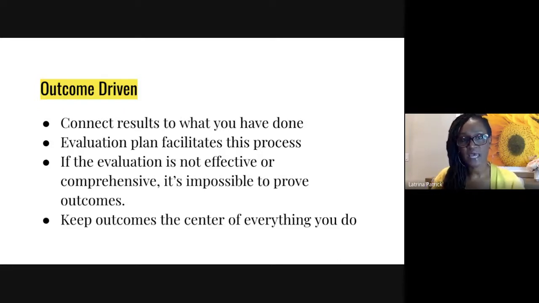The best way to do that is to do an evaluation plan that takes a look at what was happening at the beginning of your program, what you've done, and how you've measured that. And as a result of what you've done with this specific group of people, we were able to yield this specific outcome. You have to be able to make that connection, and the evaluation plan really does facilitate that process. If the evaluation is not effective or comprehensive, because the evaluation plan is looking at the whole thing, it's impossible to prove your outcomes. And you want to be able to prove that what you did was the reason you got the results in that particular community.